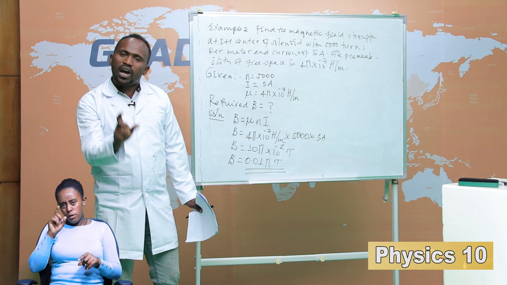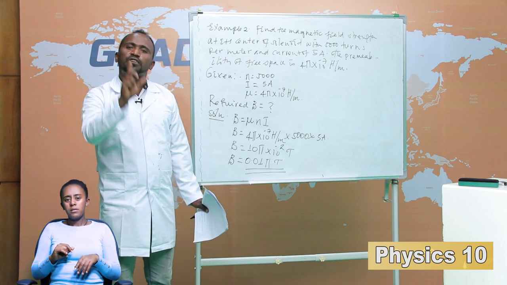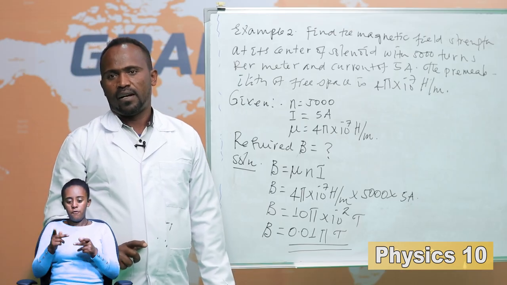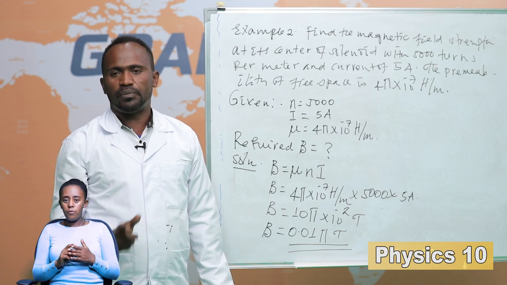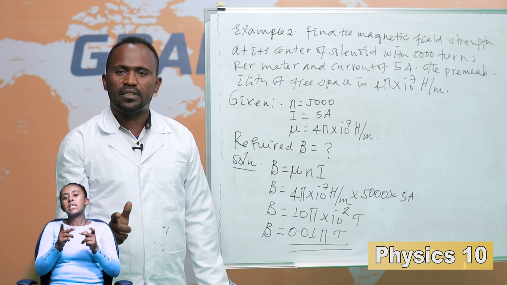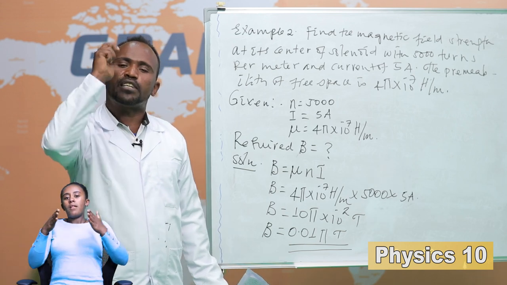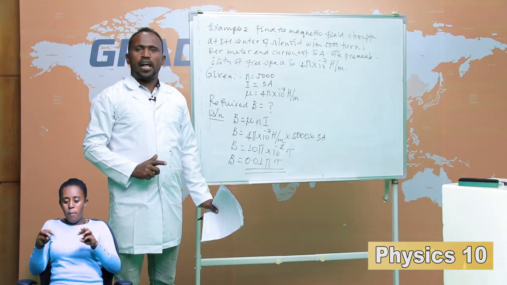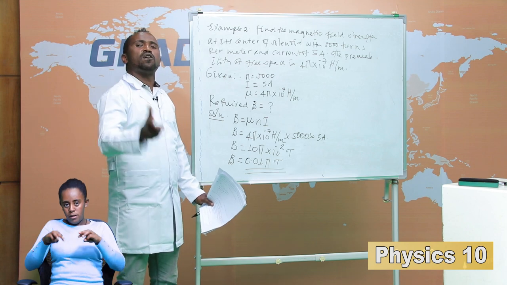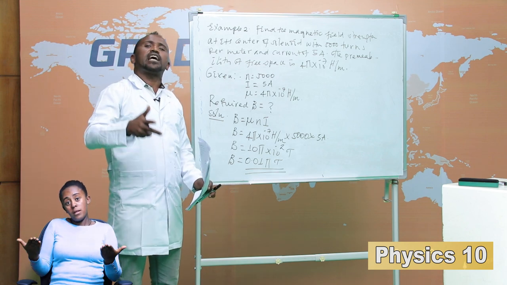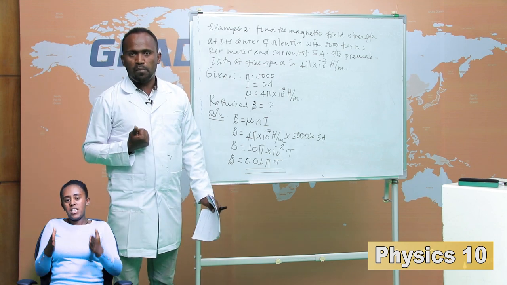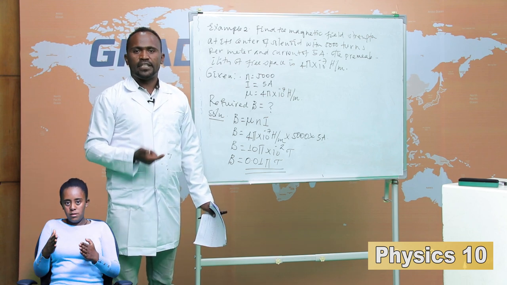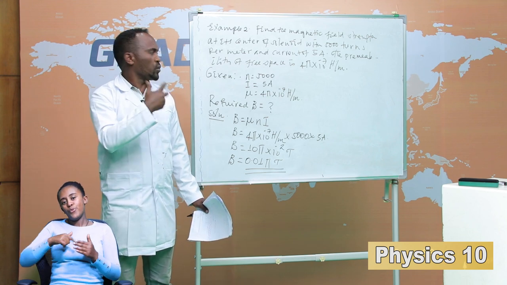But one thing you should know: what is permeability of free space? I told you this before. Permeability of free space relates to the magnetization of a material that responds to an applied magnetic field. If a magnetic field is applied on some material, that material becomes magnetized. This is what we learned today.